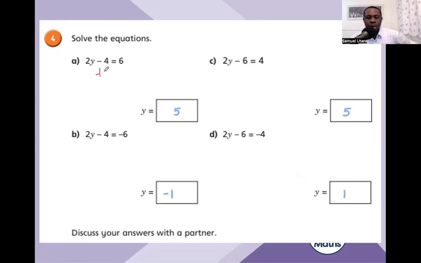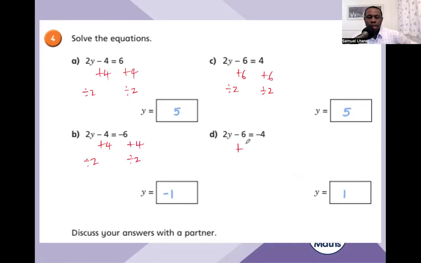Here you add 4 to both sides. In the end, you divide by 2. Here you add 6 to both sides. In the end, you divide both sides by 2. Here, you add 4 to both sides. In the end, you divide by 2.